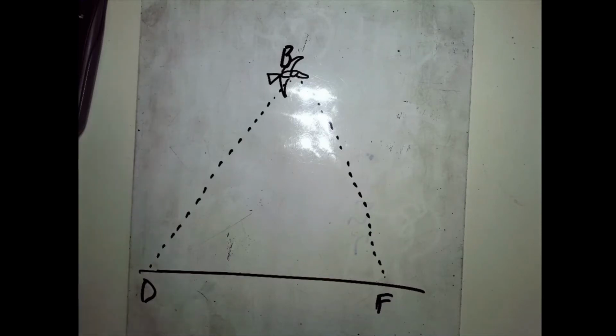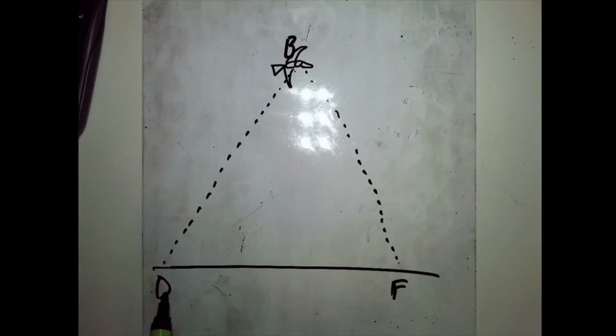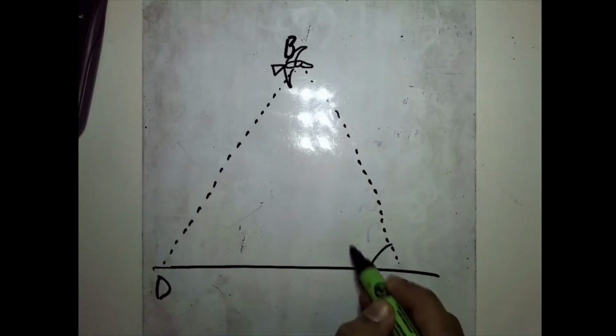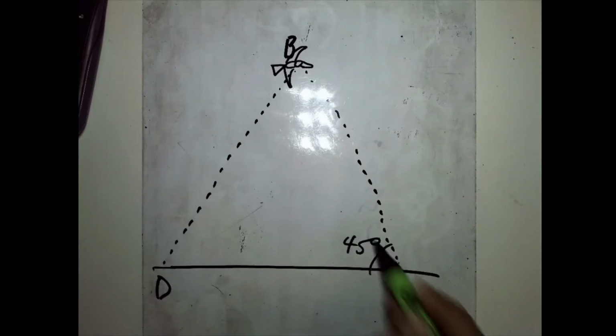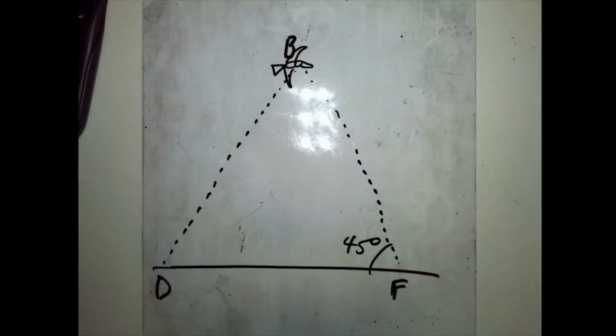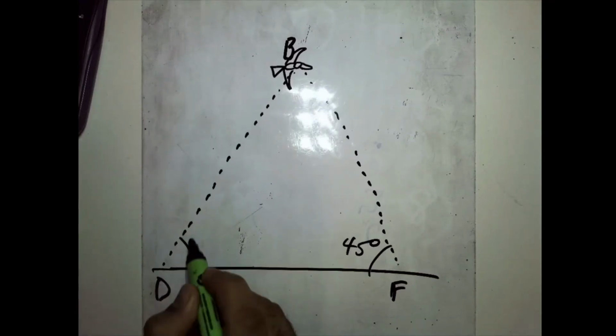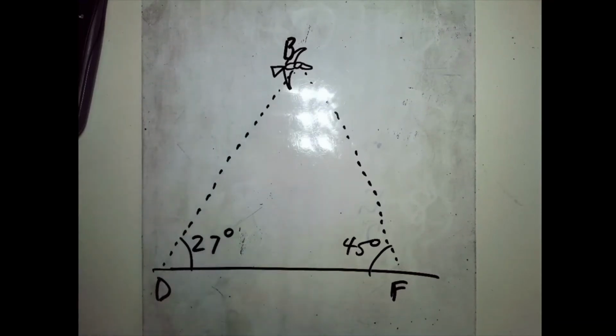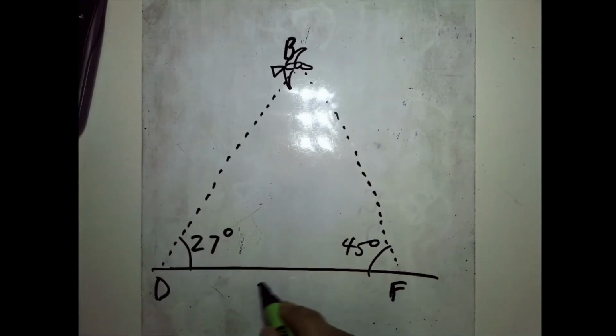We can start adding some numbers in as well. The angle between the frog and the bird is 45 degrees. The angle between the deer and the bird is 27 degrees. The distance between the deer and the frog is 200 meters.